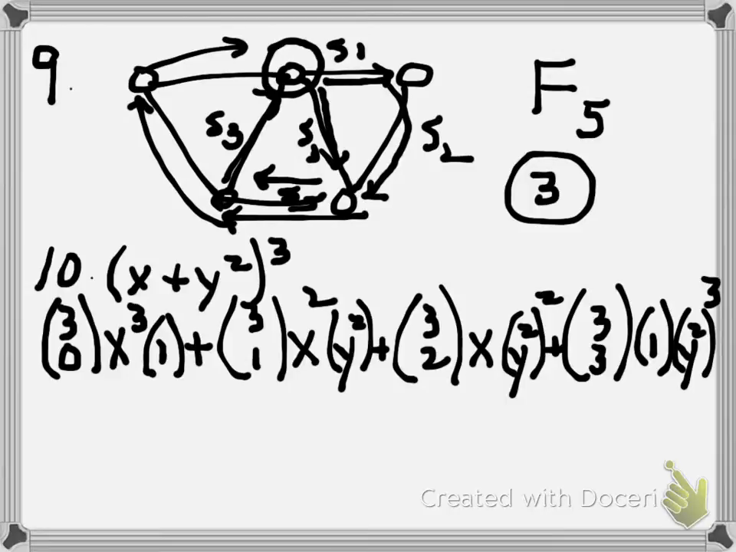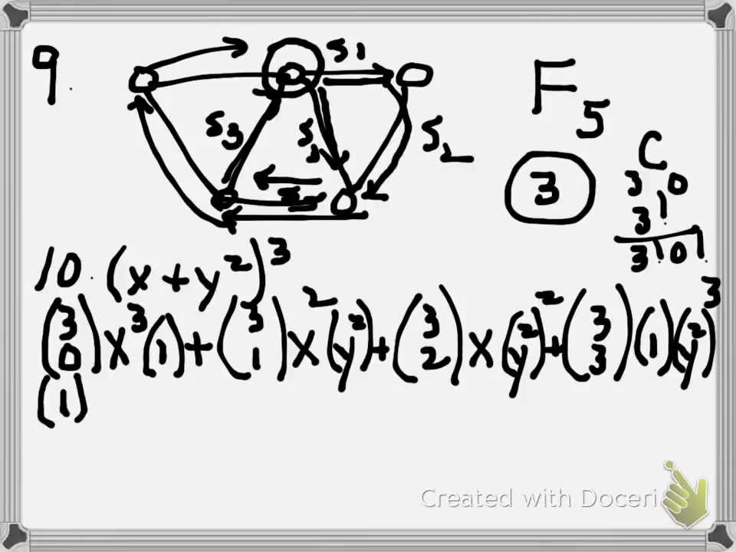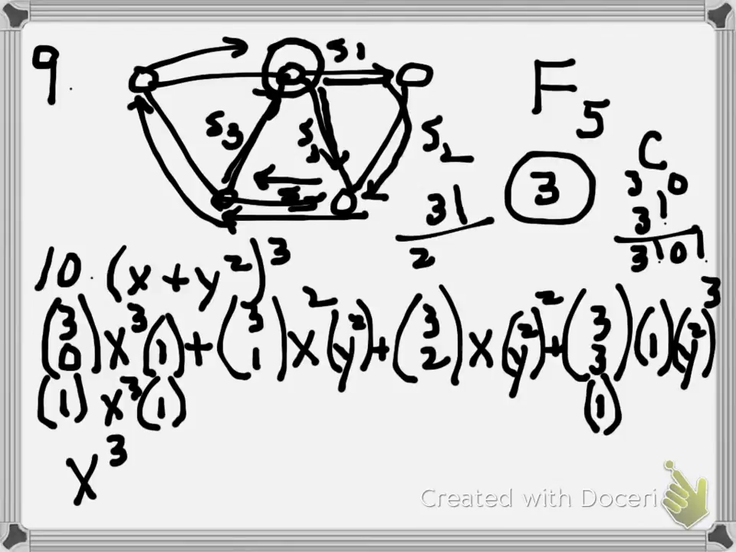Combination. The combination of 3 choose 0 is 3 factorial over the difference, which is 3 factorial, times 0 factorial. 0 factorial is 1. So 3 choose 0 is 1, and 3 choose 3 is 1. And x cubed times 1, the first term is x cubed. Then 3 choose 1 is 3 factorial over the difference, which is 2 factorial, times 1 factorial.